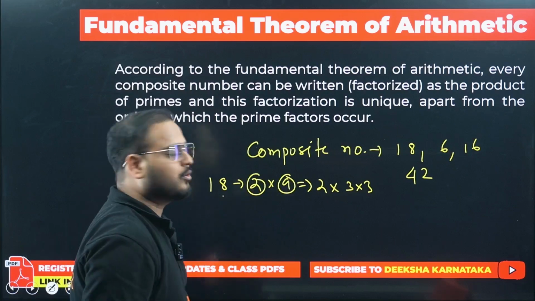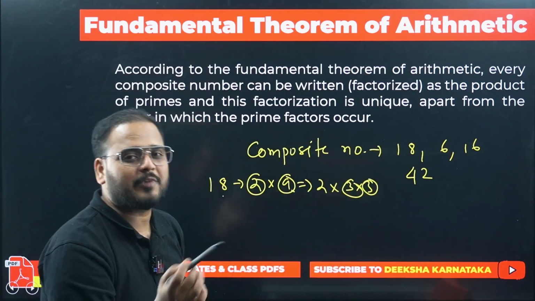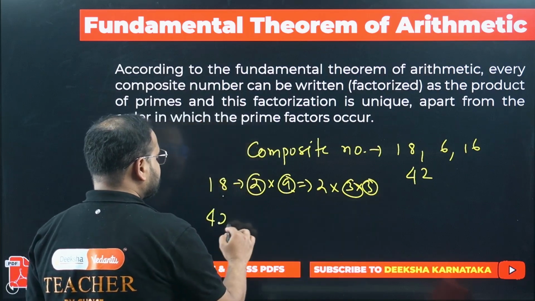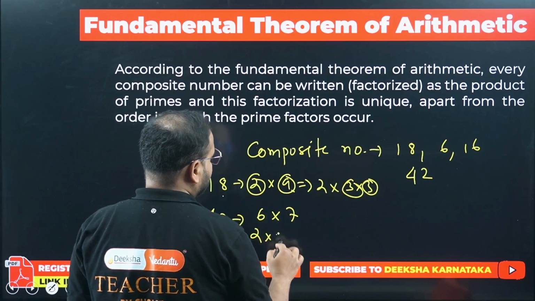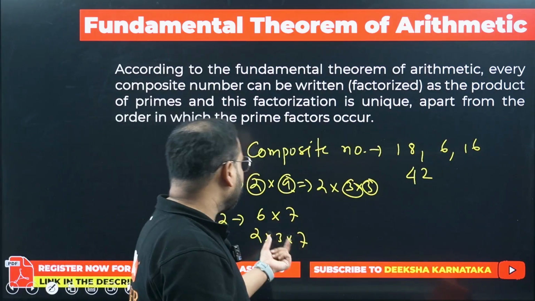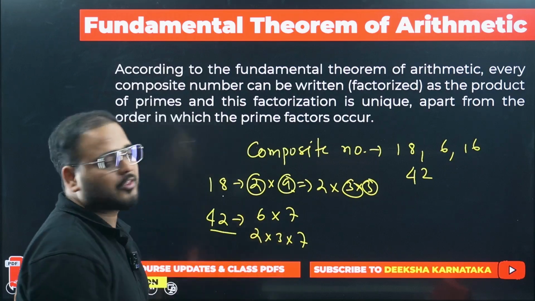Factors of 18 only, no? Same way, 3 and 3 is what? Factor of 9, right? So either write it as product or factors, it remains the same thing. Think about 42. I can write this 42 as 6 times 7. I can write this again as 2 times 3 times 7, which makes 3 prime numbers, 2, 3 and 7 coming together in the factor form or the product form to give me the composite number 42.